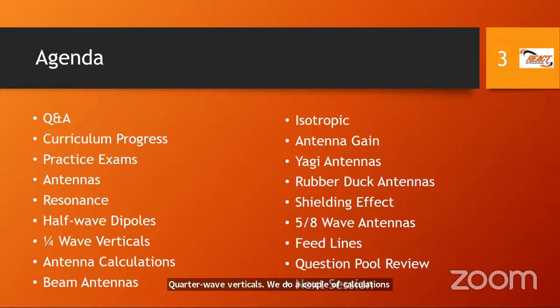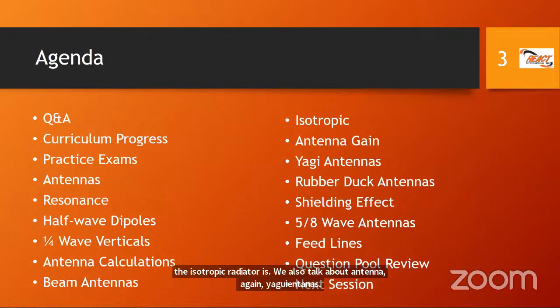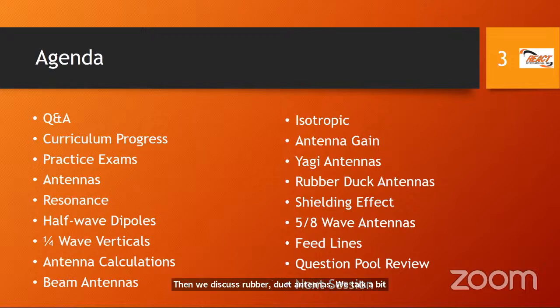Then we go into other types of antennas, such as beam antennas, what the isotropic radiator is. We also talk about antenna gain, Yagi antennas. Then we discuss rubber duck antennas. We talk a bit about what is known as the shielding effect. Then back again at antennas, the 5/8 wave vertical. Then feedlines, then we'll do our usual question pool review and then set the date for the next session.